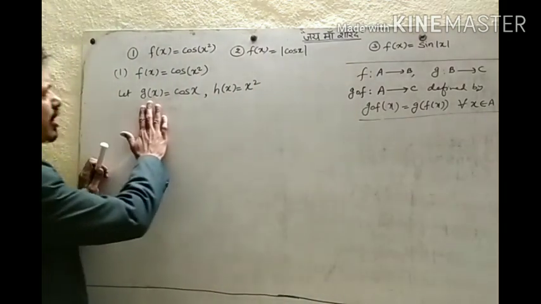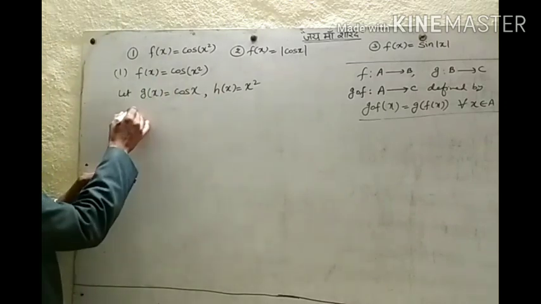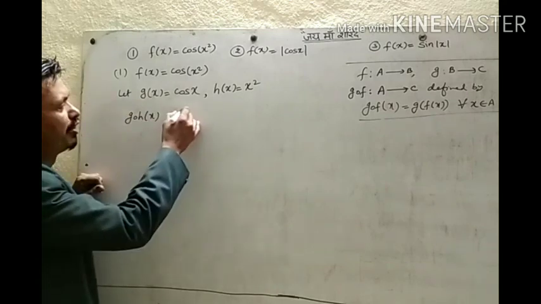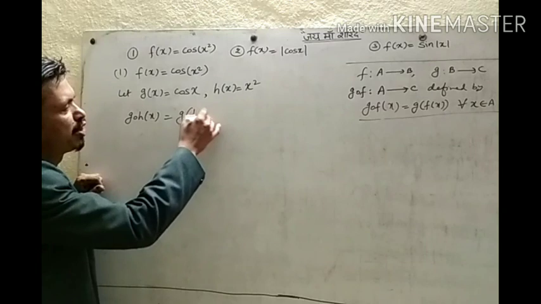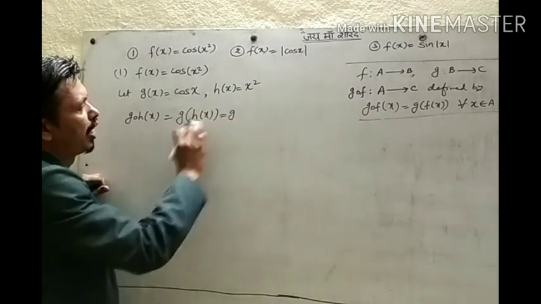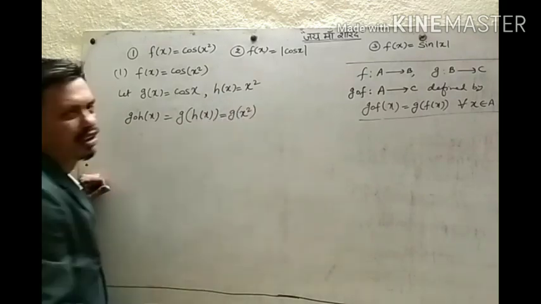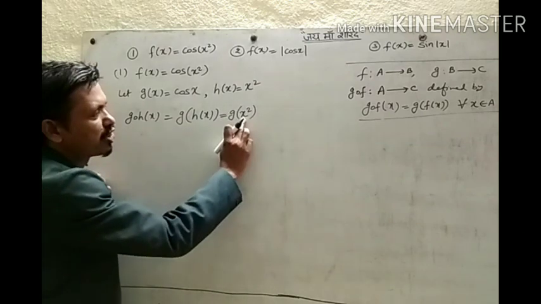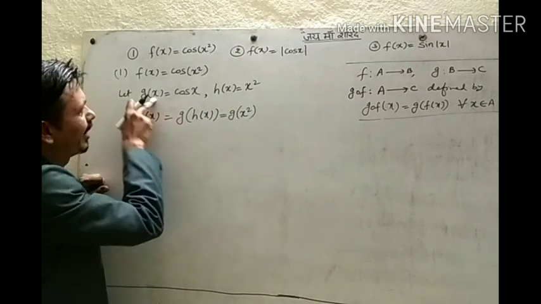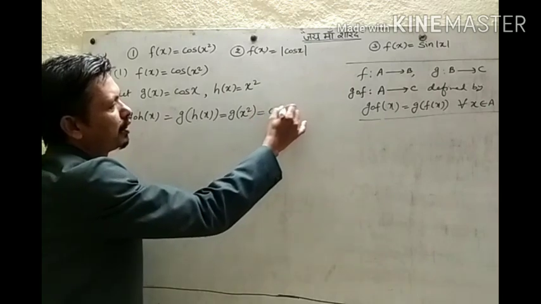So here we'll see whether the composition of these two functions will be f of x or not. So we find g o h of x, that we can write as g of h of x by the definition of composition function. Now h of x is x square, so we can replace this by x square. Now g of x square, g of x is cos x, and for g of x square, x is replaced by x square. So if you replace x by x square we get cos x square.